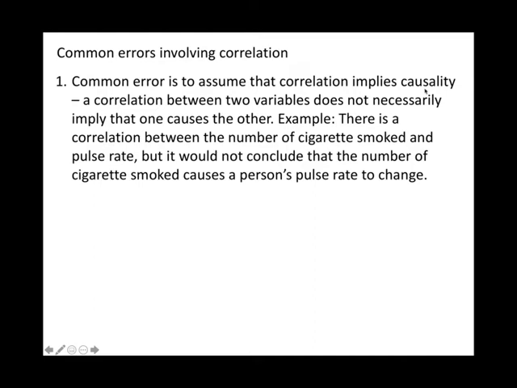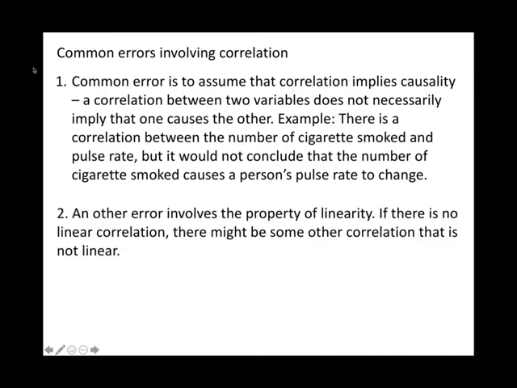However, you can say causation implies correlation. Okay, another common error. If there is no linear correlation, there may be some other correlation that is not linear. So even though you find your R equal to 0 or close to 0, you can only draw the conclusion that there's no linear correlation. Unless you look at the scatter plot, make sure they don't have other types of patterns.